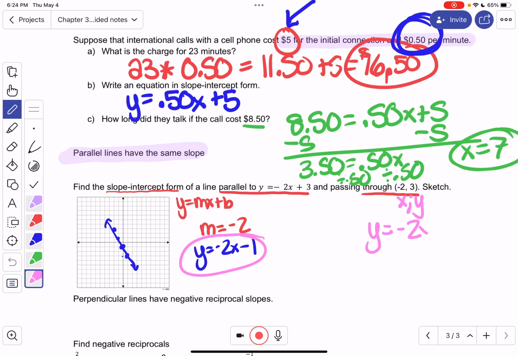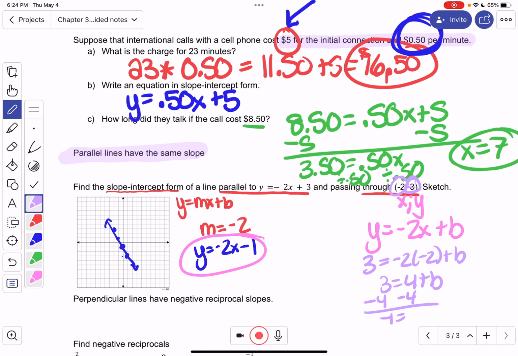So if our equation is y equals -2x plus b, because we know -2 is the slope, we'll rewrite it, but instead of y, I'm going to put 3. And instead of x, I'm going to put -2. -2 times -2 is 4. I'm going to subtract 4 from both sides, and we get -1 is b, which is the same thing. So you can do that either way.